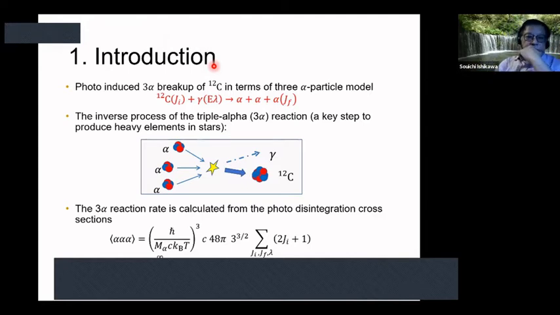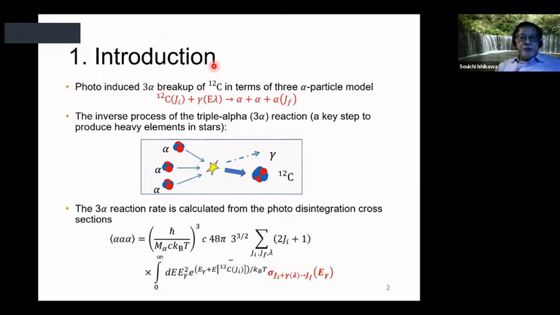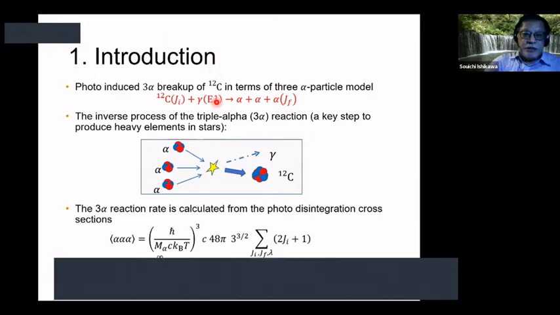This is an inverse process of the so-called triple alpha reaction, which is a key step to produce heavy elements in stars. And once we have the cross-section for this disintegration process, we can calculate the triple alpha reaction rate with these formulas.